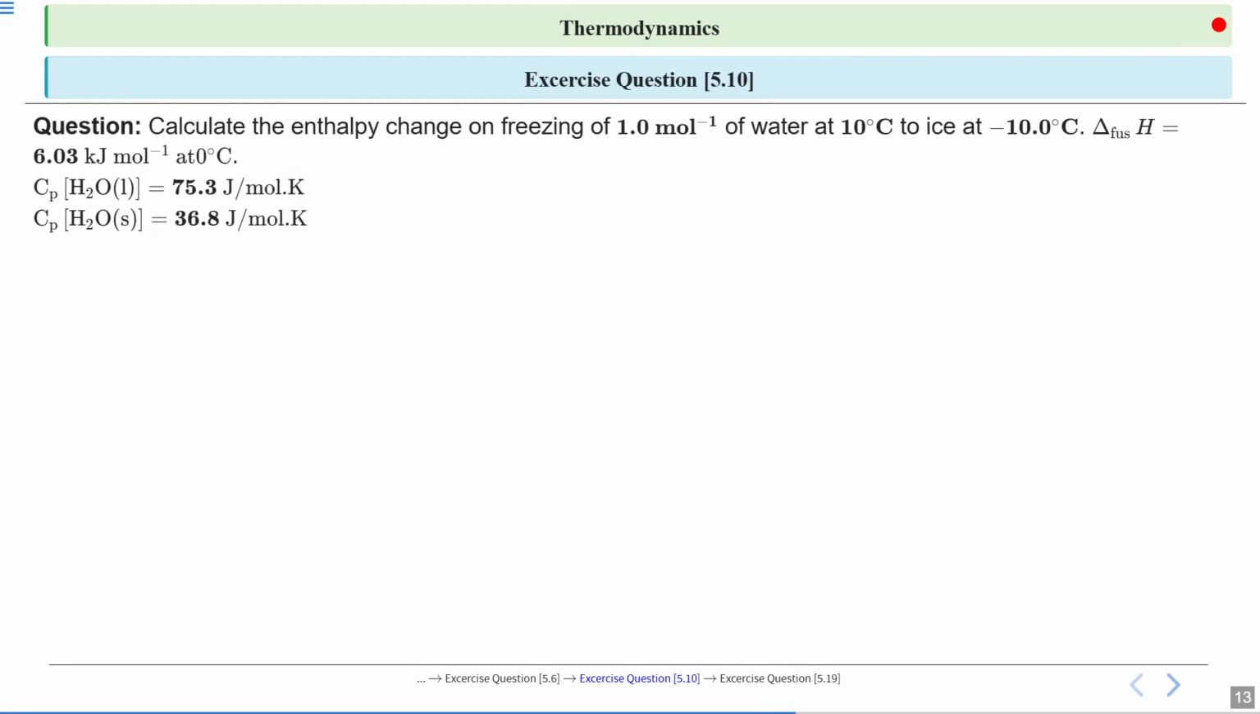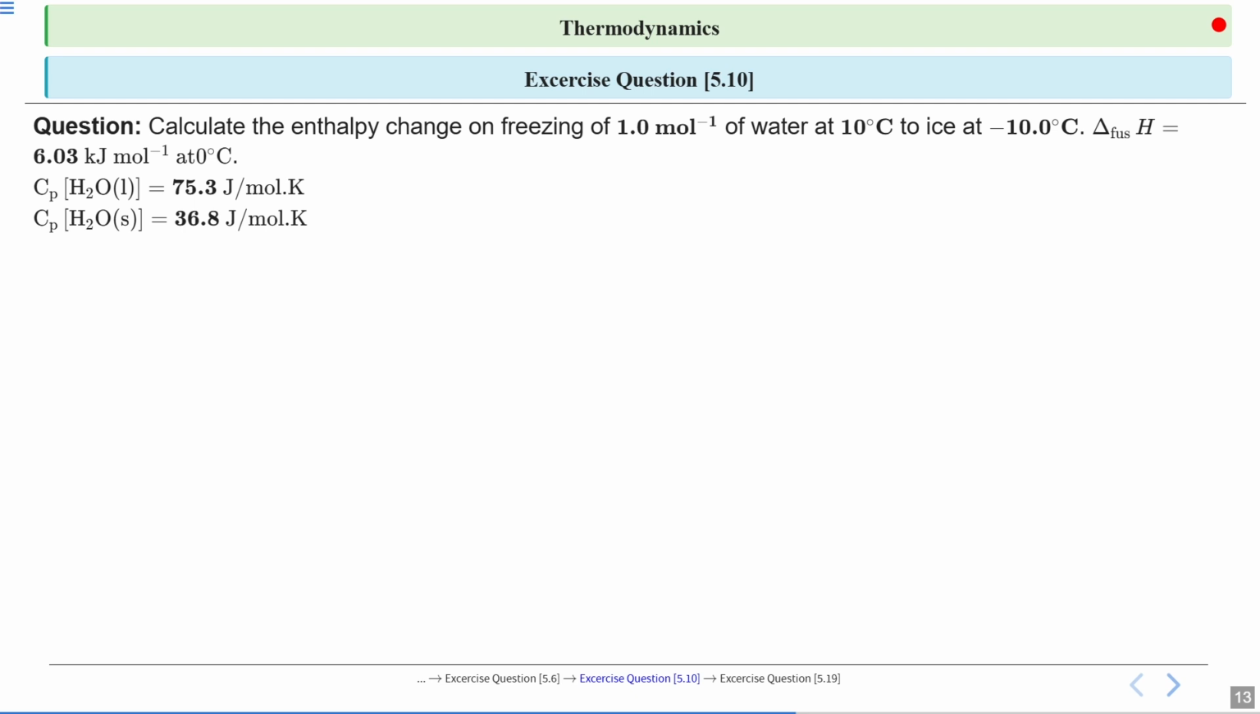Now it's a very important one. There are several concepts involved in it. Just listen to this question very carefully. The question says: what is the enthalpy change on freezing of 1 mole, I would say per mole, of water at 10 degrees Celsius to ice at 10 degrees Celsius? The delta H fusion is mentioned. It is plus 6.03 kilojoule per mole. Obviously it will be positive because energy is required to break, or I would say melt, a given solid into liquid. And this will happen at 0 degrees Celsius, of course, because water is your situation.